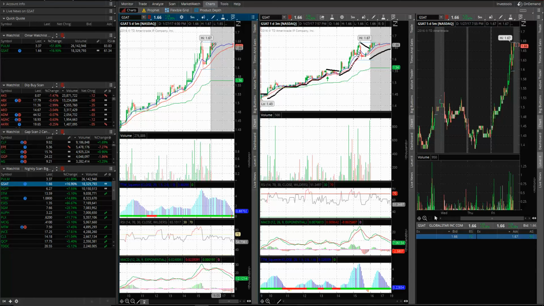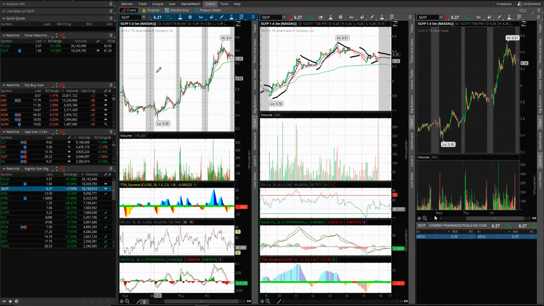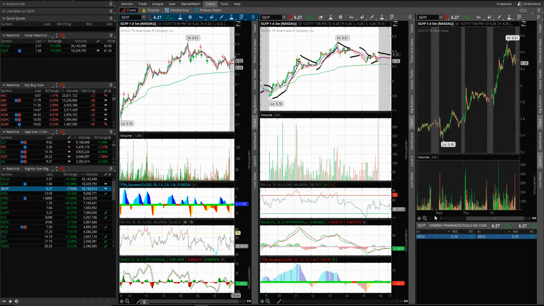But with that said, moving on. The next stock, SGYP. If you look over the last 5 days, this was at 535, and it hit a high of 651. It closed at 626. I'll just go back to the 1-day, 1-minute chart.